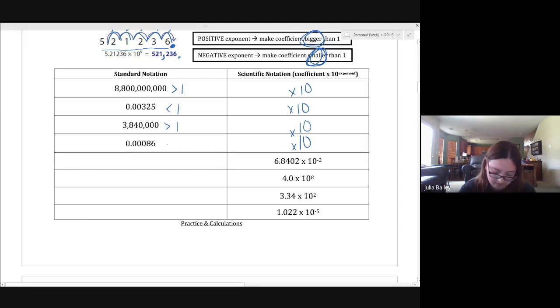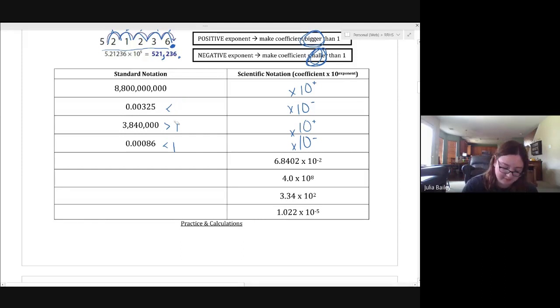If it's greater than 1, you need a positive exponent. You don't actually have to write the plus sign. I just like to do that so I don't forget. But you can leave the plus sign off if you want. But for the ones that are less than 1, you absolutely have to include that negative sign. But I like to just write it in right away so I don't forget about it.